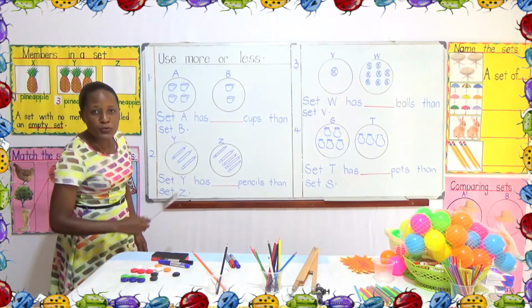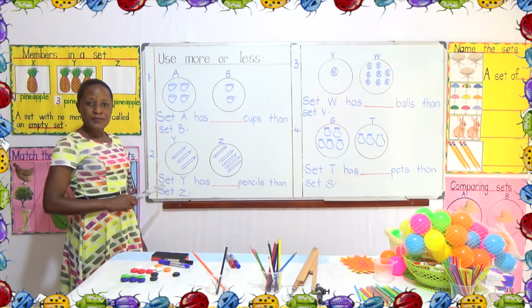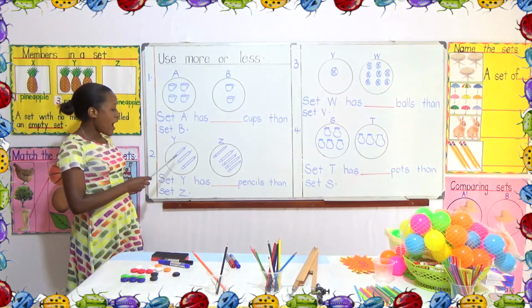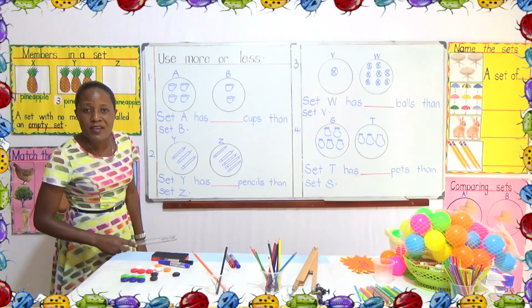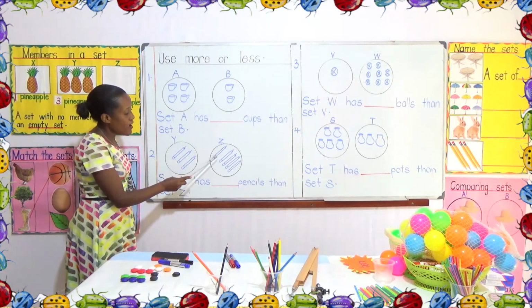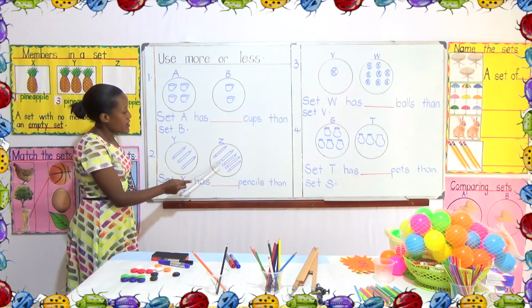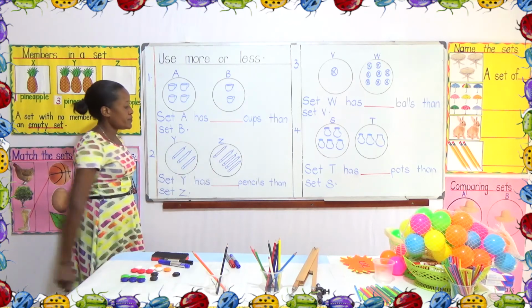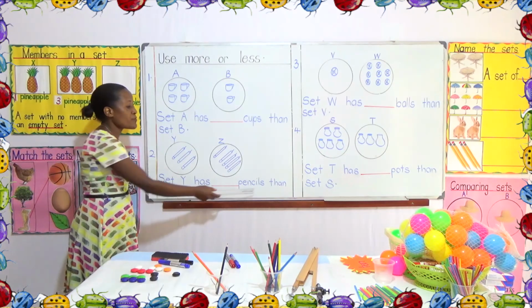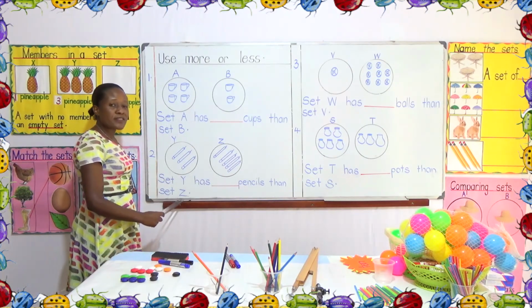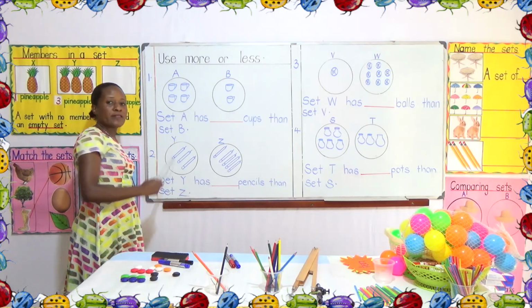We go to number 2. Number 2 has 2 sets, set Y and set Z. Set Y has 1, 2, 3. They are pencils, 3 pencils. And set Z has 1, 2, 3, 4, 5. Set Z has 5 of them. Now the sentence says, set Y has dash pencils than set Z. Does it have more or less?